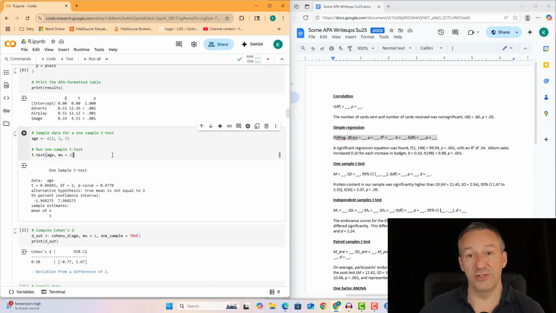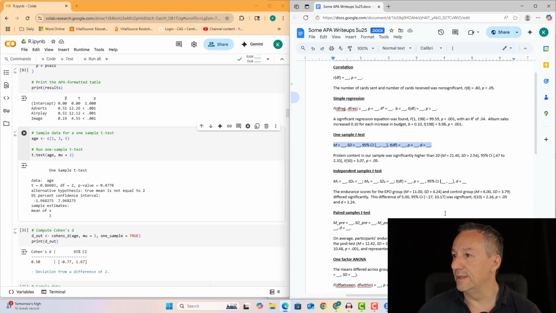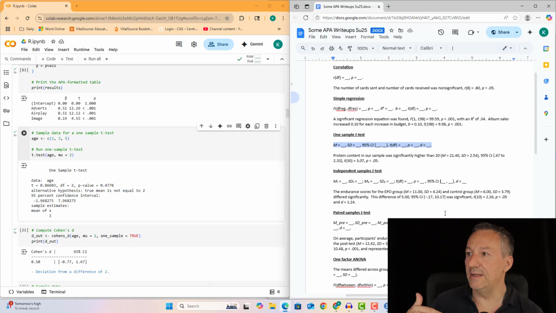With the one sample t-test, you are comparing a number that you have to a hypothesized population mean. So maybe you don't actually know what the mean is. You're making a guess. What we need to report is the mean, standard deviation, maybe the confidence intervals, the t-test, the degrees of freedom for that, and what the t statistic is, our p-value, maybe Cohen's d as well. So you can see all that right there.